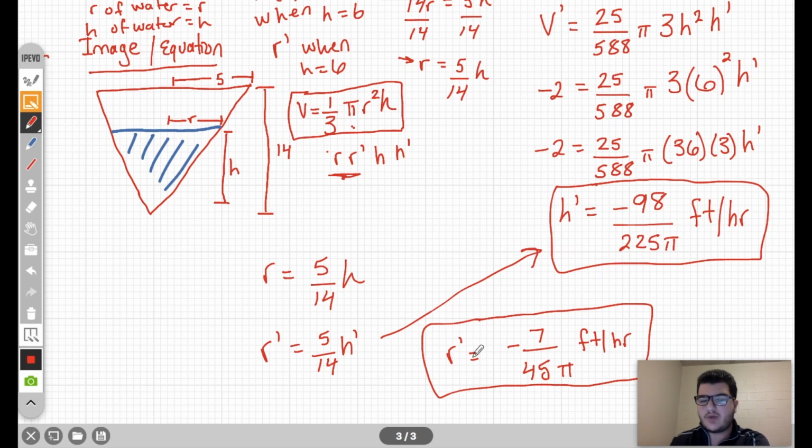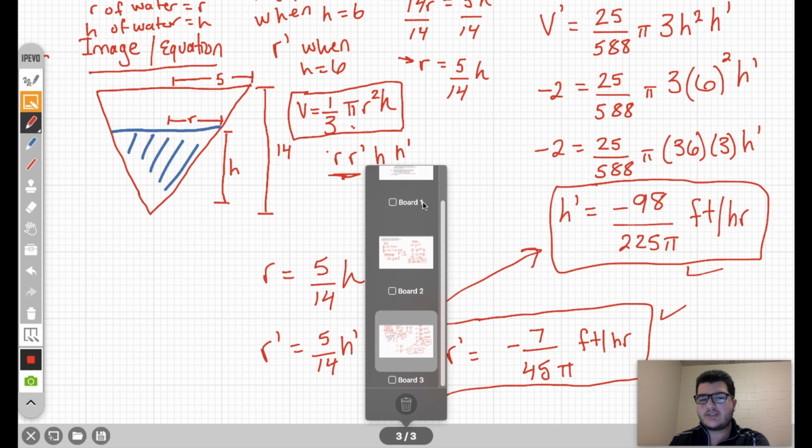So this is what r prime is, and you have to ask yourself again, should it be negative? Well, yes, because if the height is decreasing, then the radius, as it goes down into the cone, like it's leaking out of the cone, the radius is getting smaller and smaller. So the r prime should be negative, the h prime should be negative, so these both make sense as my answers. And so that's it for related rates, these two problems.